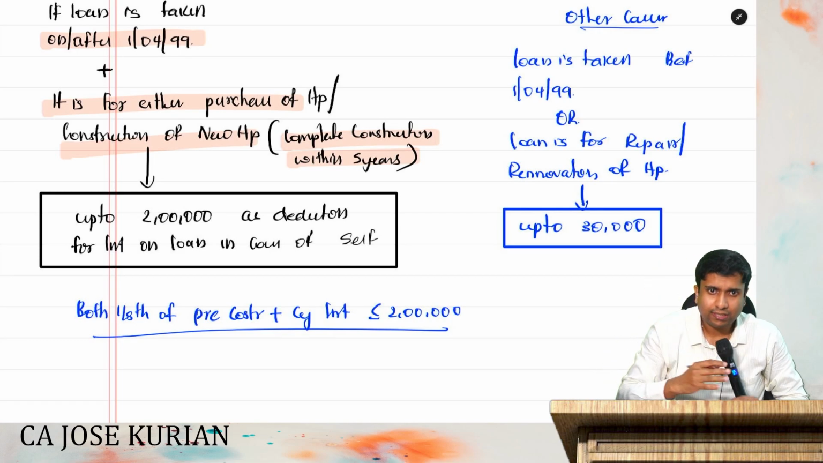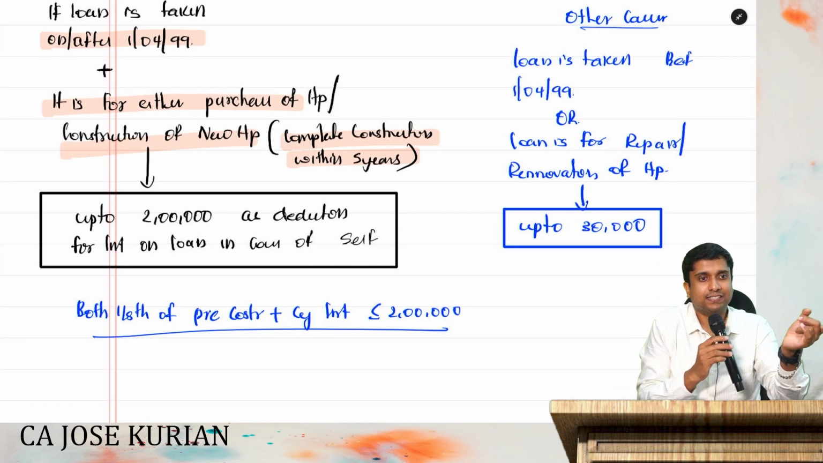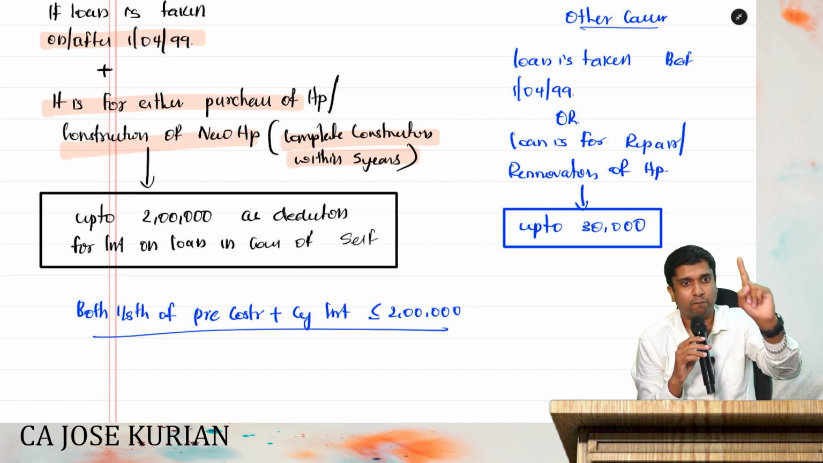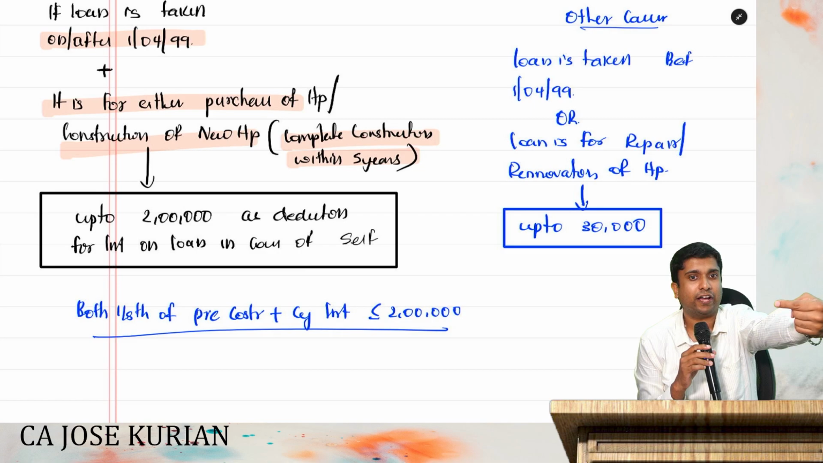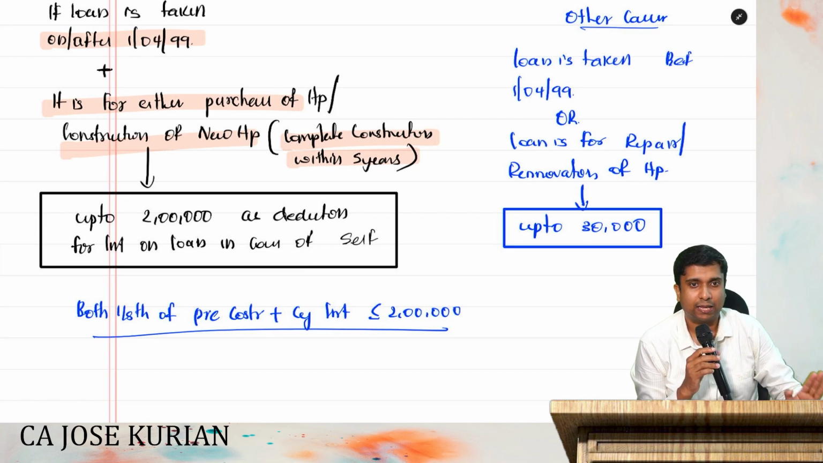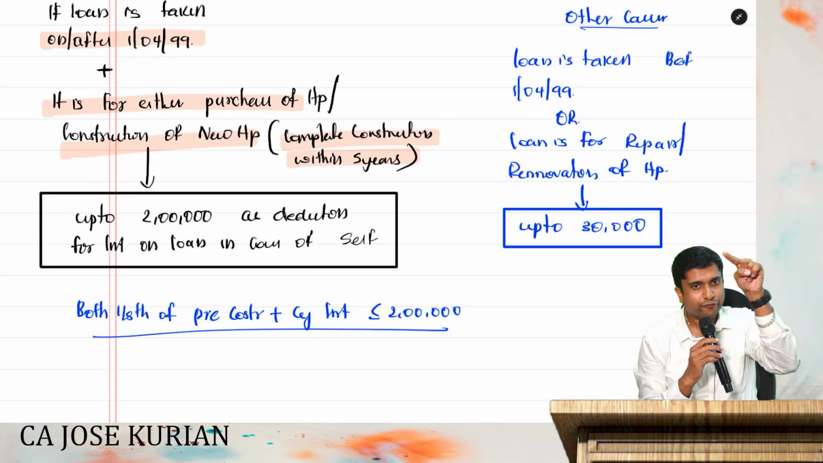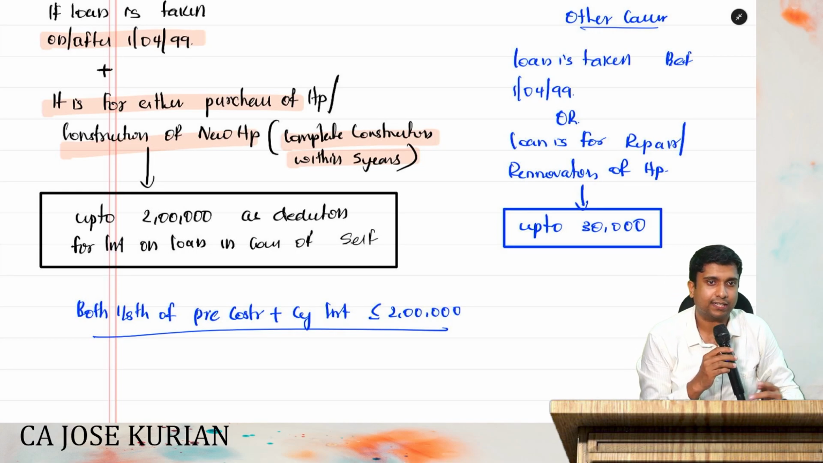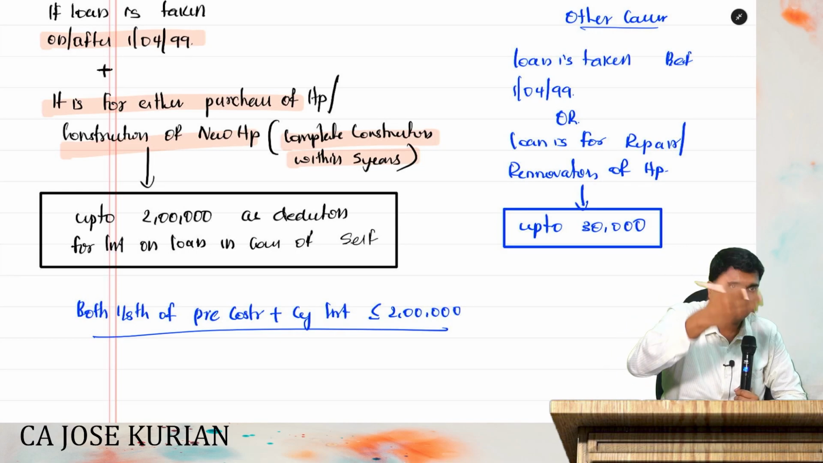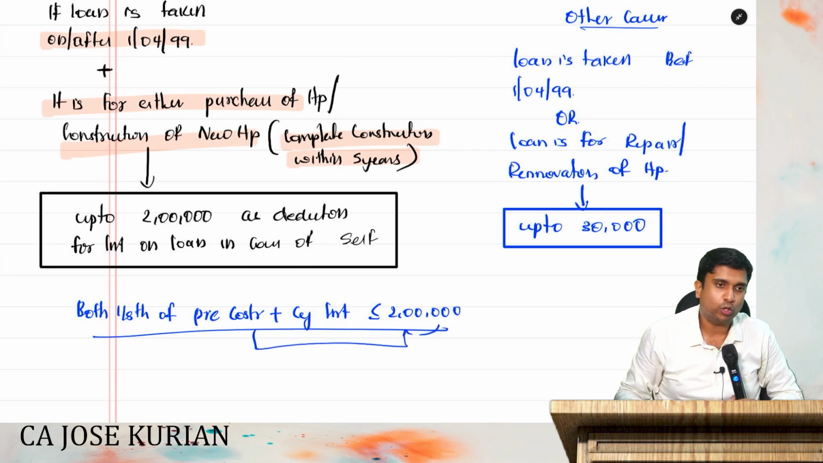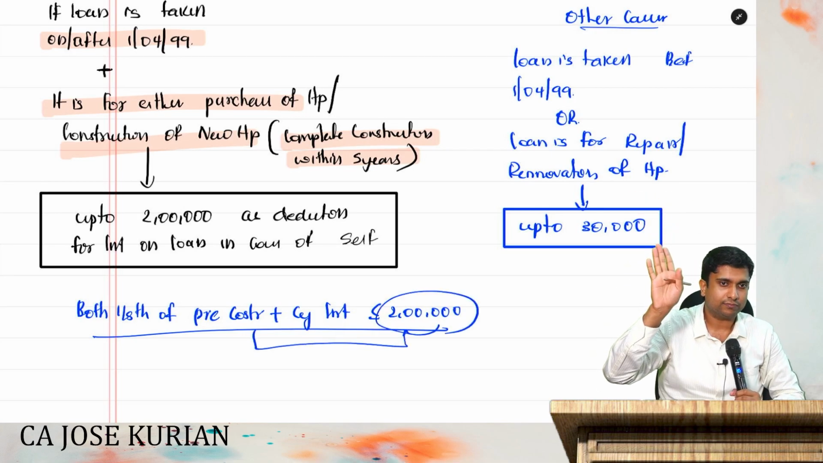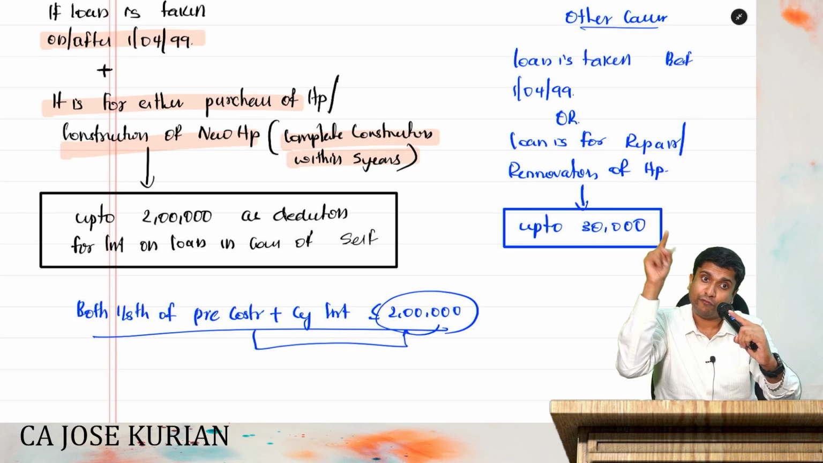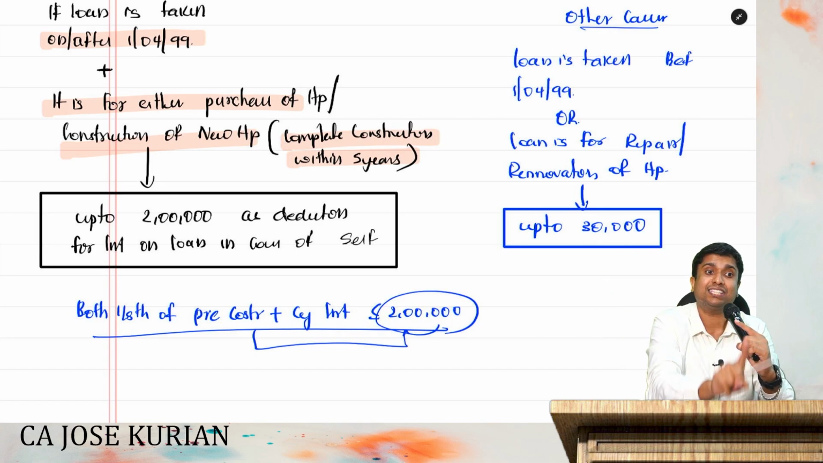Are you all listening? See, the pre-construction interest you have to accumulate. Then you can claim it as a deduction from the year of completion. Thereafter, up to 5 equal annual installments, you can claim it as a deduction. So in the year of completion, you can claim 1/5 of pre-construction as well as current year interest. By adding both together, it should be less than or equal to 2 lakh. You cannot claim more than 2 lakh. This 2 lakh is not only for current year interest, it is for 1/5 of pre-construction as well.